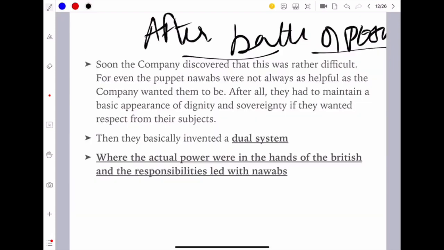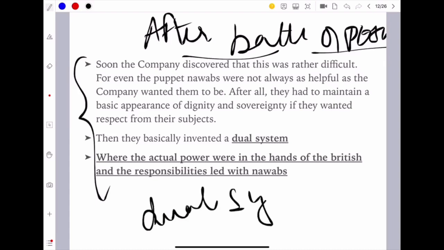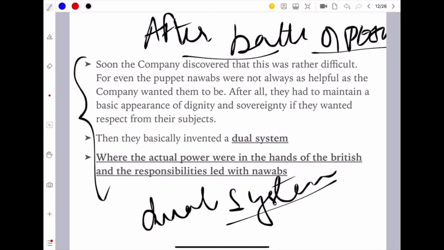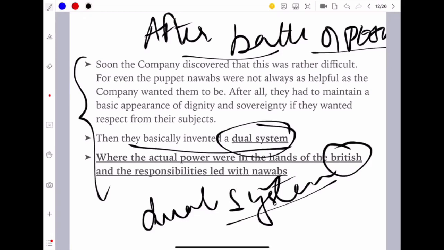Yeah, so what happened after the Battle of Plassey? A kind of dual system was established. Now, you could ask, what is the dual system, right? Dual system meant that they would just pretend that the powers are in the hands of the Nawabs, but the powers actually lay in the hands of the British company, and only the responsibilities lay with the Nawabs, right? So this was the dual system.